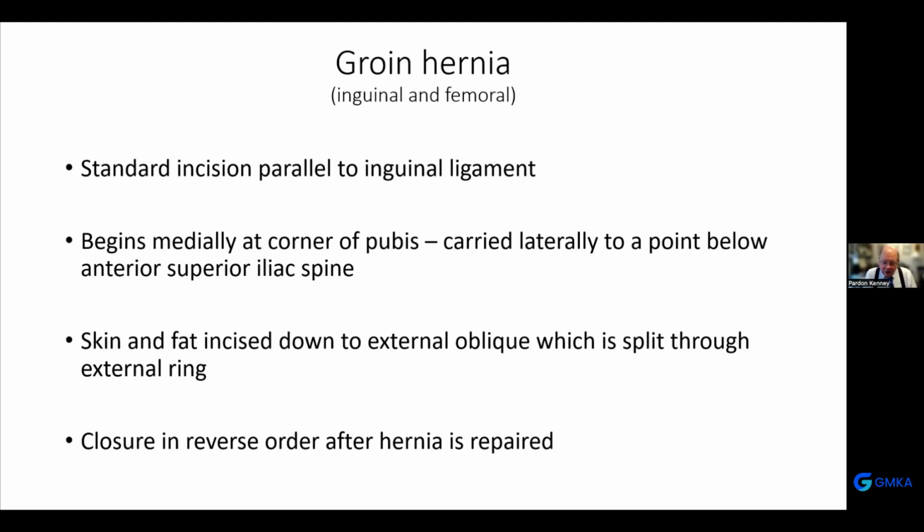The skin and fat are incised down to the external oblique, which at this level has curled around the spermatic cord, and that then gets split, and the cord is elevated up out of the canal. There it should be the hernia, either a direct hernia or indirect, that has to be dissected from the cord itself. And then you close in reverse order.